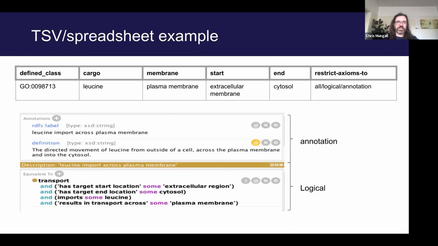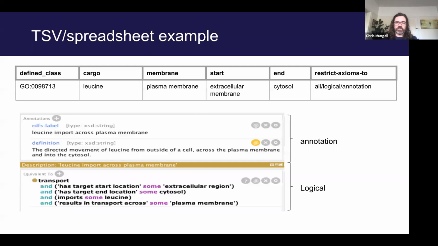So the cargo here is a chemical called leucine. It's being transported across the plasma membrane, going from a location called the extracellular space to the inside of the cell, which is called the cytosol. And then you can run this through the DOSDP generate system, and it will generate both your annotations and your logical axioms within the ontology.